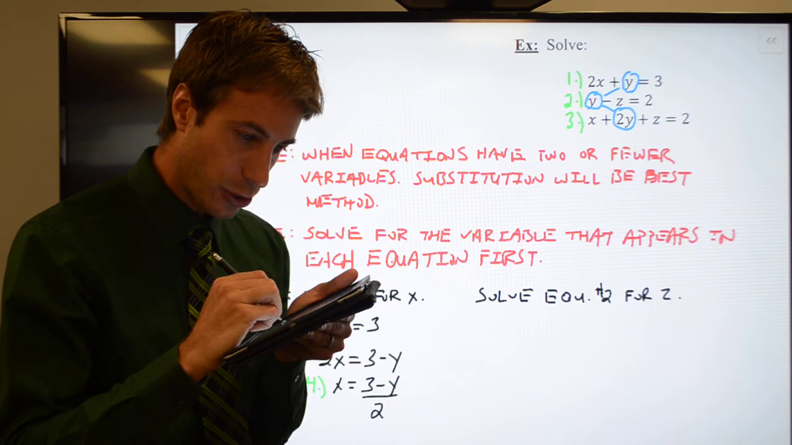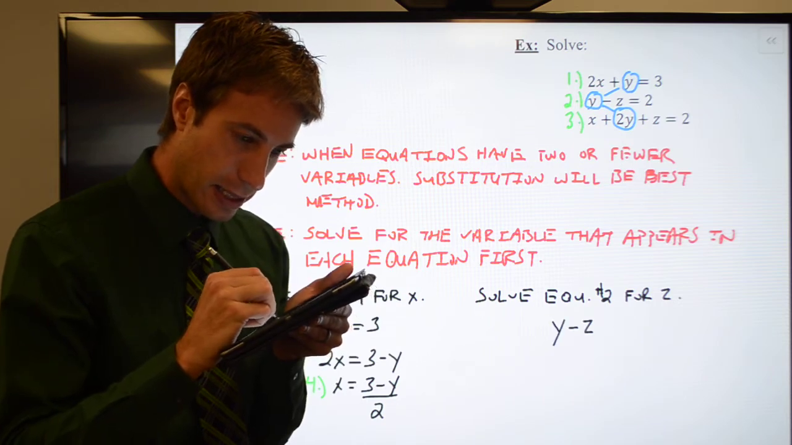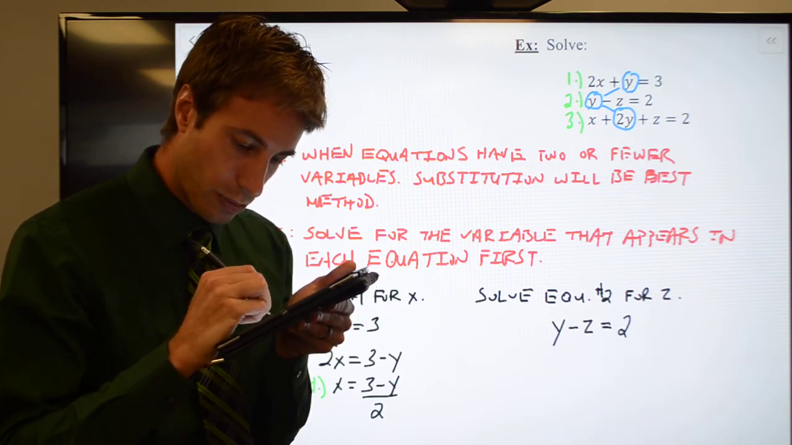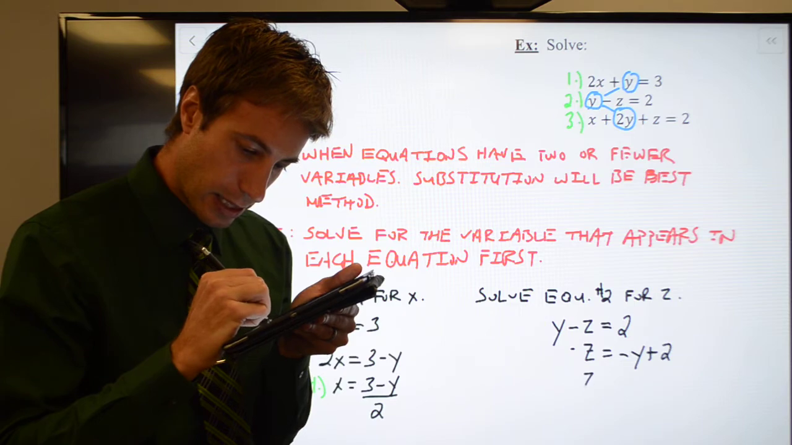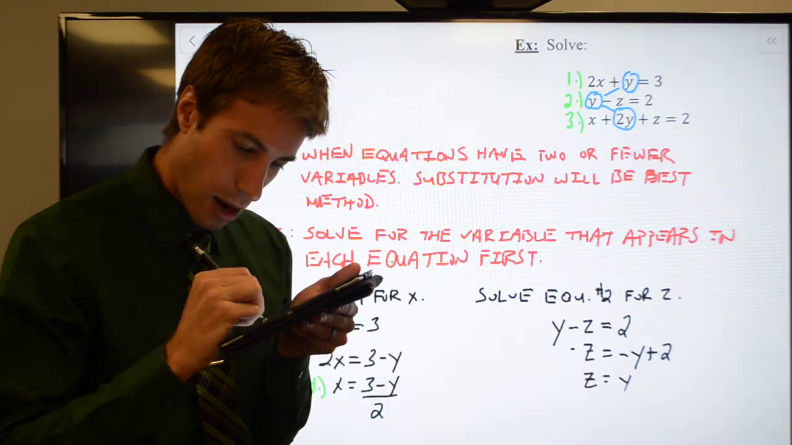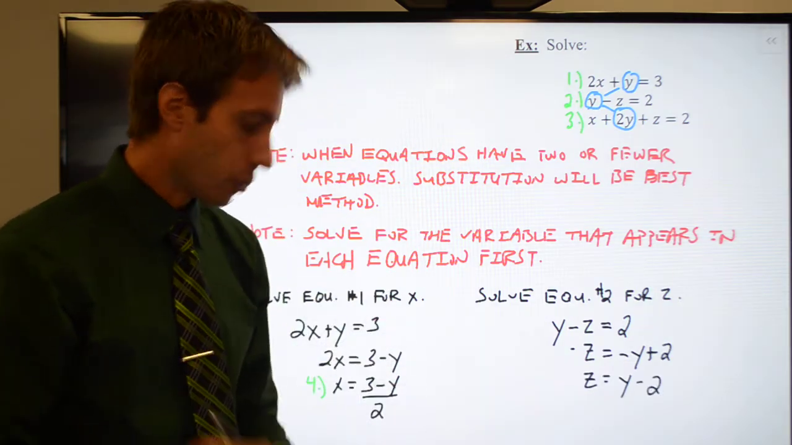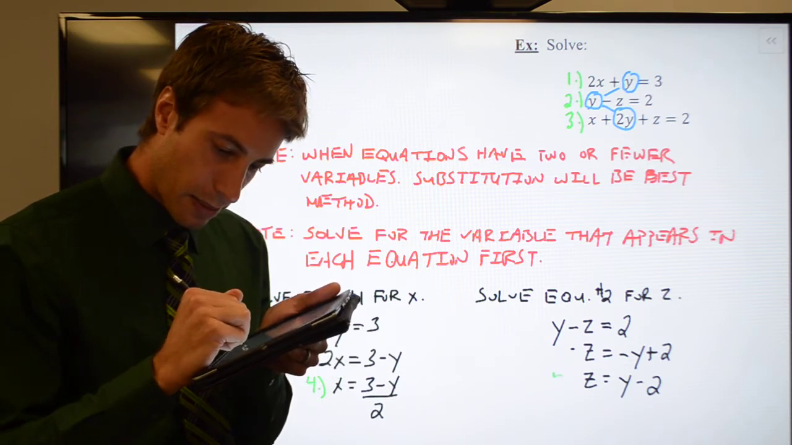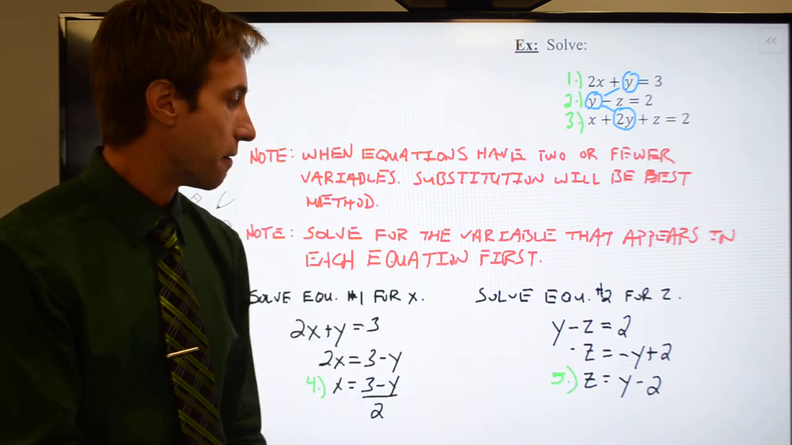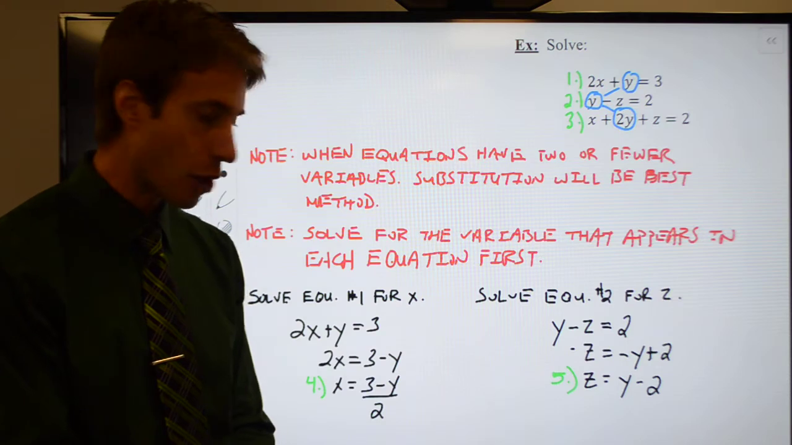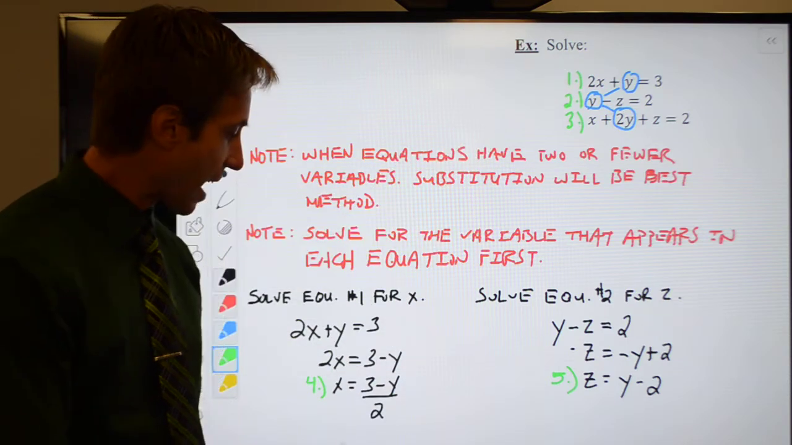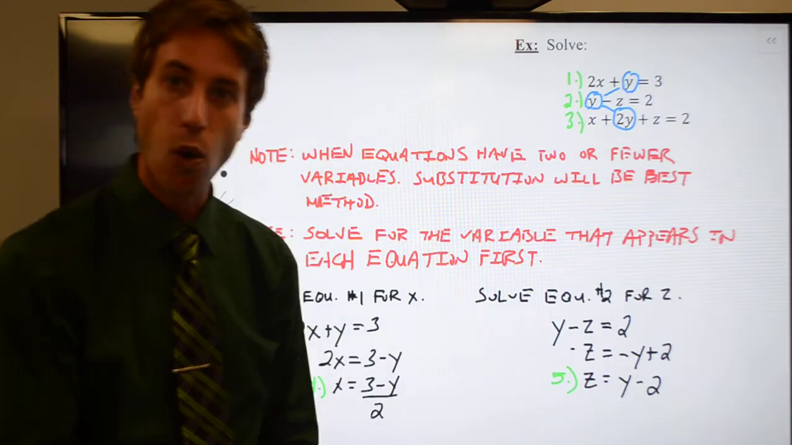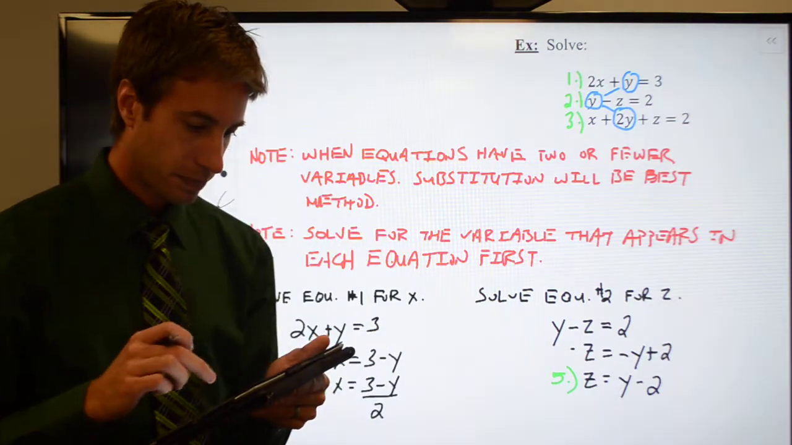My equation number 2 is y minus z is equal to 2, which means that negative z is equal to negative y plus 2. Z is going to be equal to y minus 2. All right, I just found a new equation. That's going to be equation number 5. Okay, so here we go. Now that I have solved my 2 smaller equations, and I have something in terms of y, here we go.